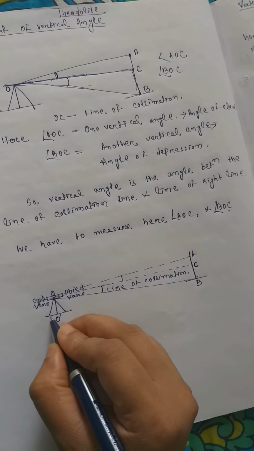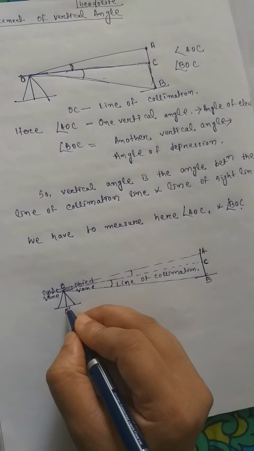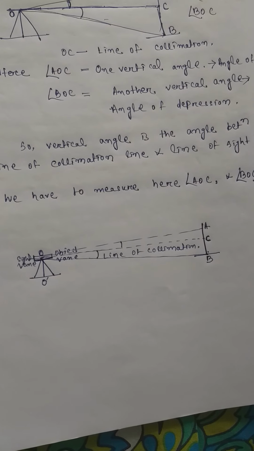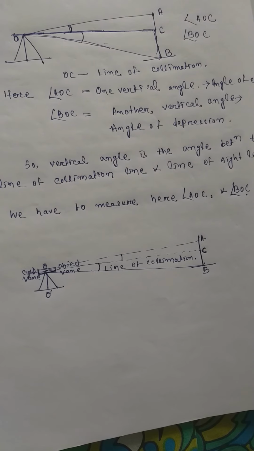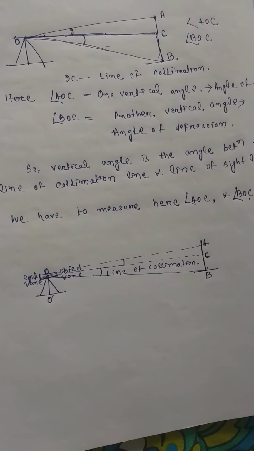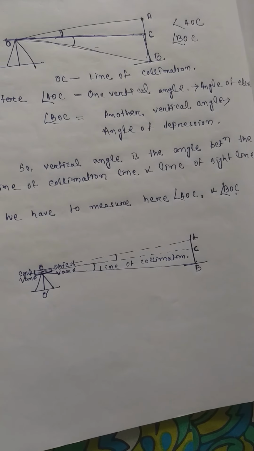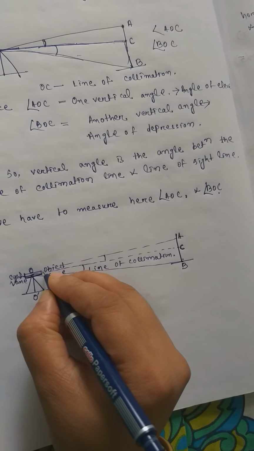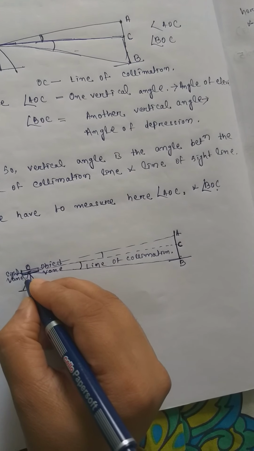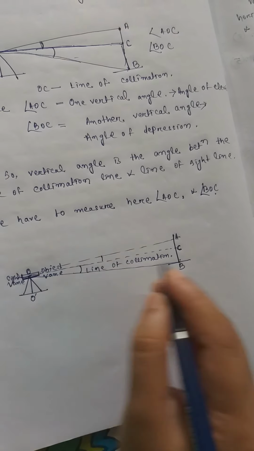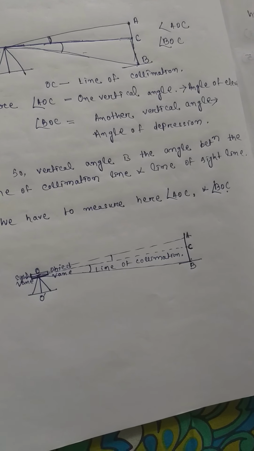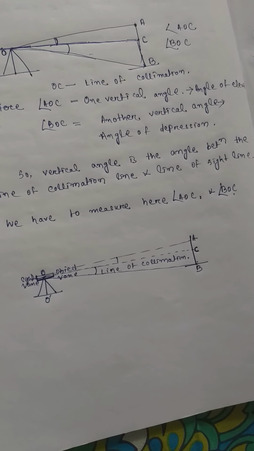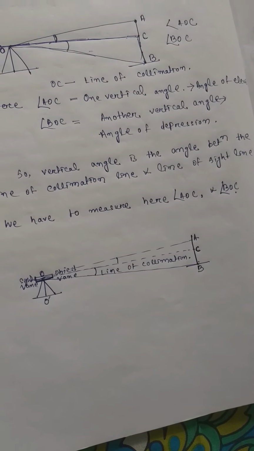First we have to set up the theodolite at the instrument station, and the temporary adjustments, which are centering and leveling, are done, and the verniers are set at 0 degree. Here we have to set up the theodolite at O. Then it is centered and leveled properly. Then the zeros of the verniers.